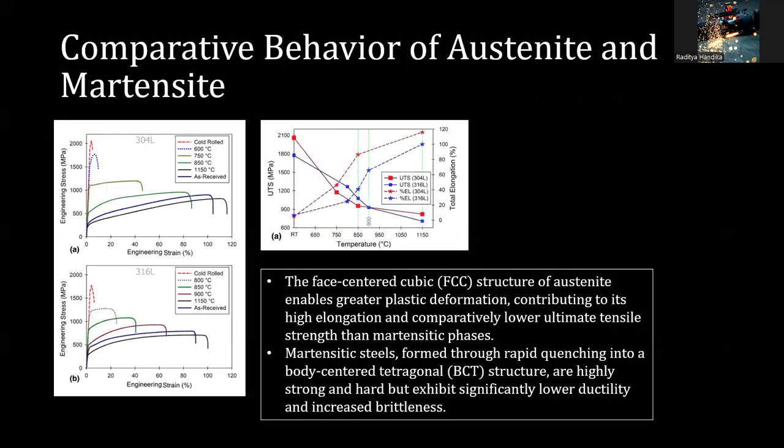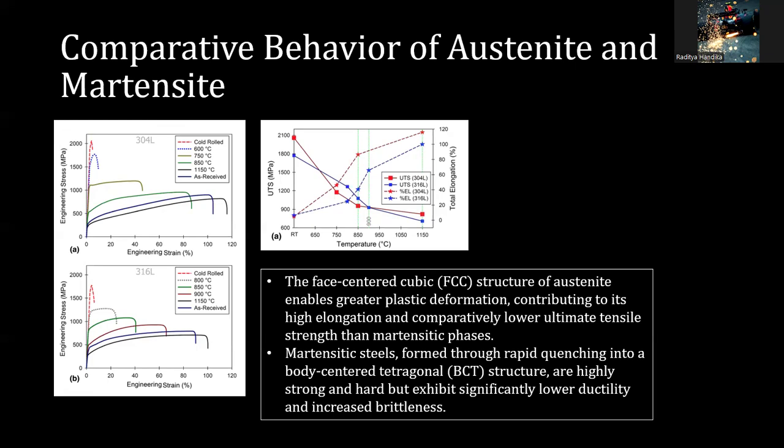And the next one is about the comparative behavior of austenite and martensite based on the stress and strain diagram. So this is one of the examples from the literature source, where austenitic steel like AISI 304L displays high ductility and moderate strength, deforming significantly under stress due to the face-centered cubic structure, making them suitable for automotive components.